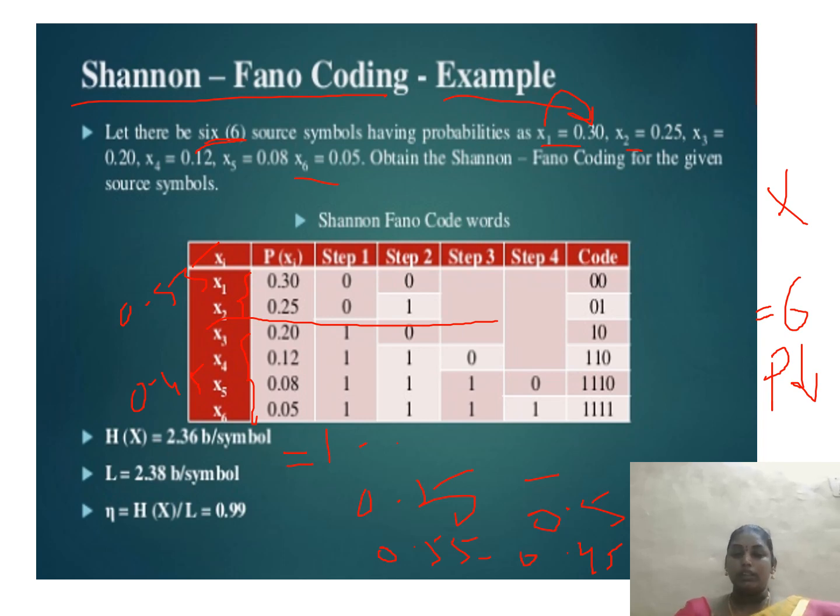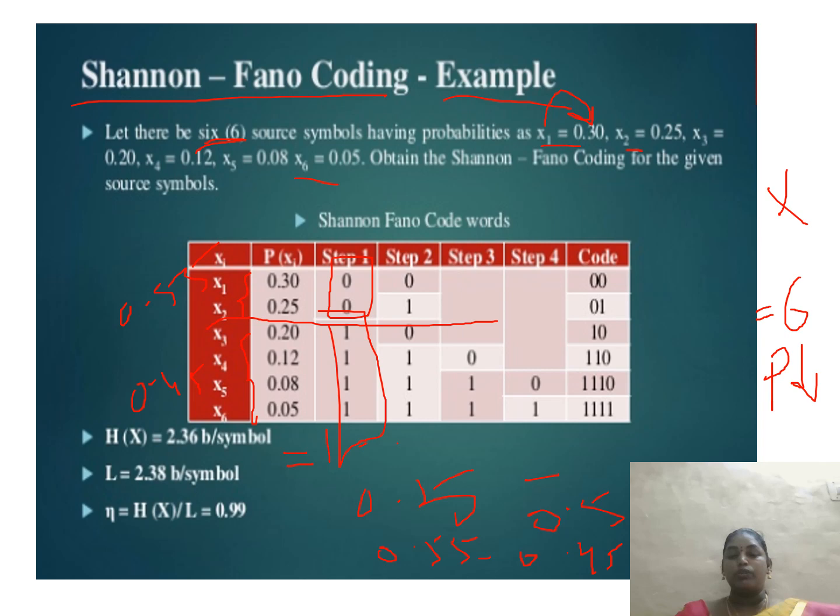Then the third point is we need to assign 0 for the higher probability value. Keep in mind, wherever we have the higher probability value, we put 0, and for the lower probabilities, the next set, it should be all 1s. Upper probability should be 0, and lower probabilities are all 1. In this case, we have 2 probabilities in the upper set and 4 probabilities in the lower set, so we keep upper probability 0 and lower probability 1.